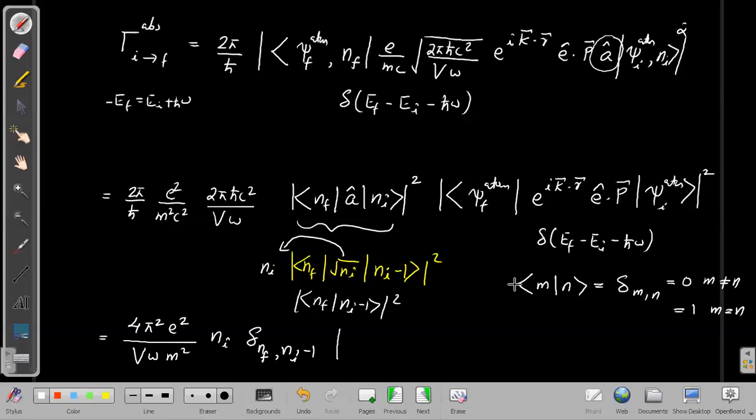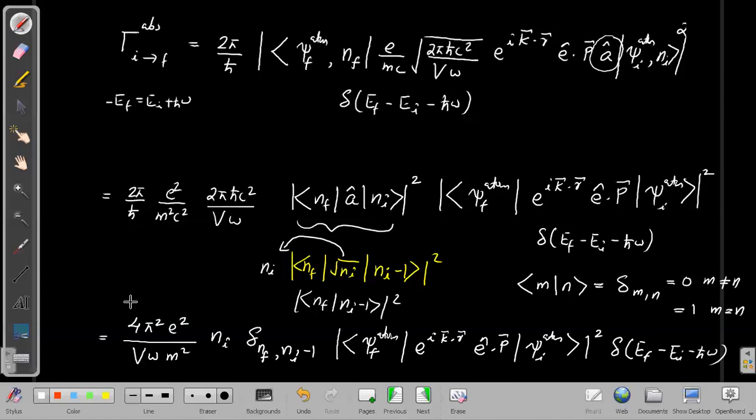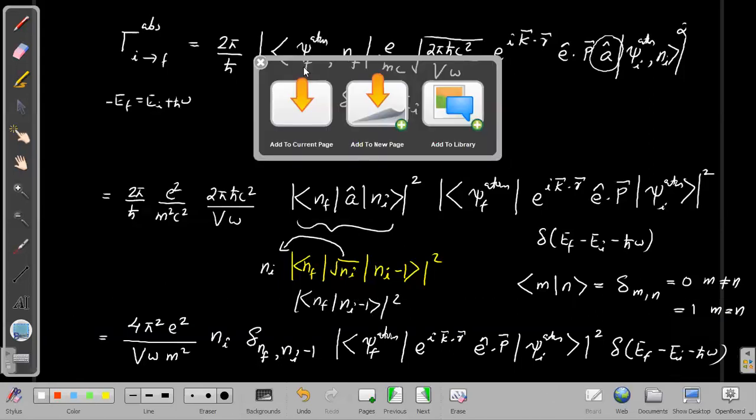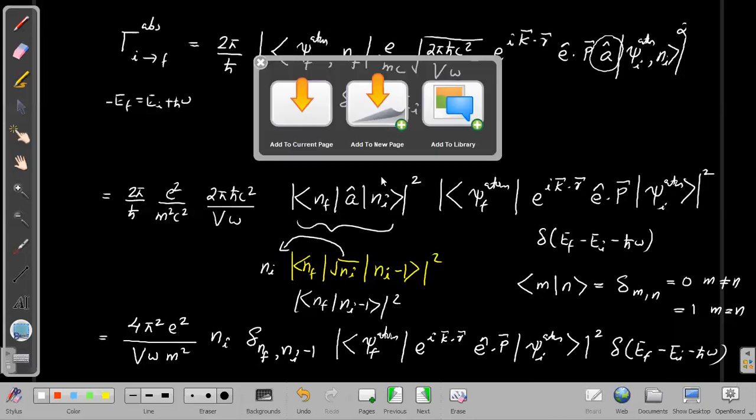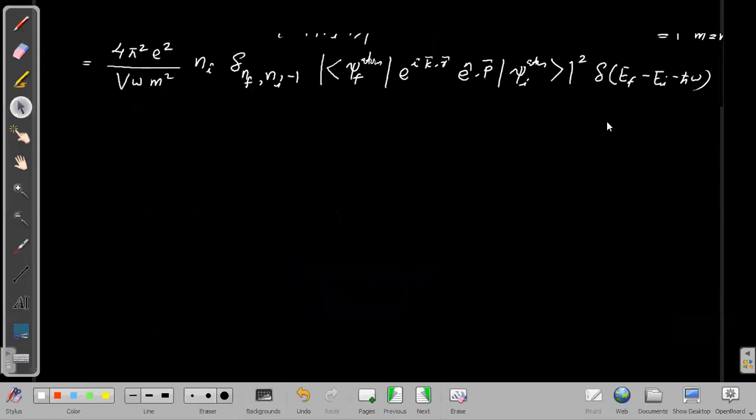So this becomes the mod square of the inner product ψ_f atom, e raised to i k dot r, e dot p, ψ_i atom, mod square, the Dirac delta function E_f minus E_i minus ħω. Okay, so I will copy it once again. Now we have got the required things.